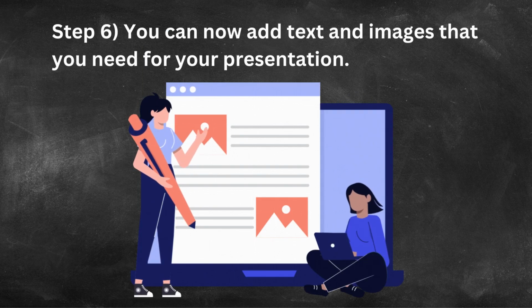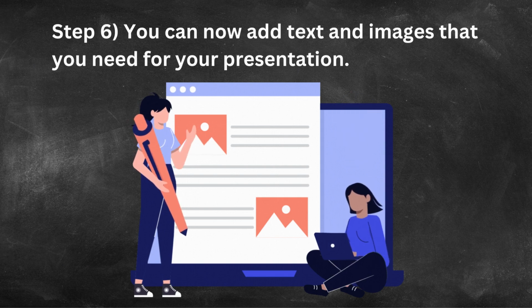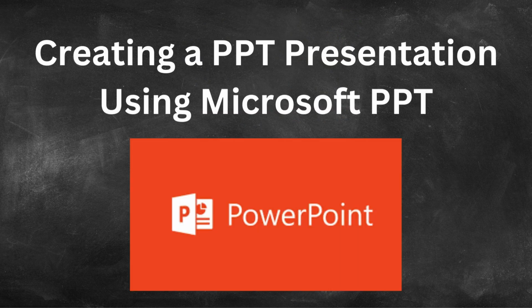And finally, step 6. You can now add text and images that you need for your presentation. And here's a bonus tip for you. If you want to choose an image for your background in one of your slides, click Background and then click Image. This lets you upload photos from the internet or your computer to create a background for your slide. This is something that can help it be a little bit more engaging at times, depending on what your information is that you're sharing. And now we'll move on to creating a PowerPoint presentation using Microsoft PowerPoint.